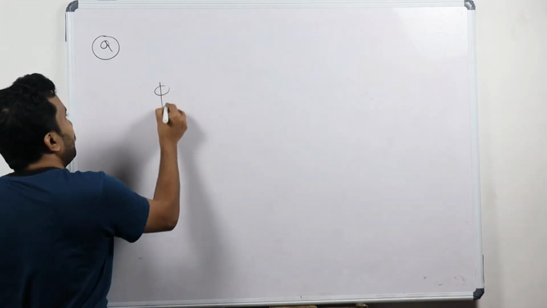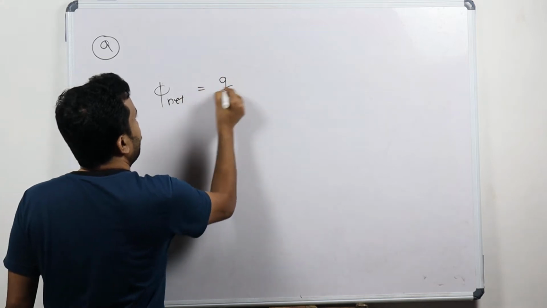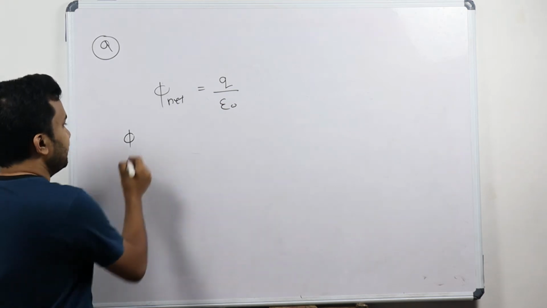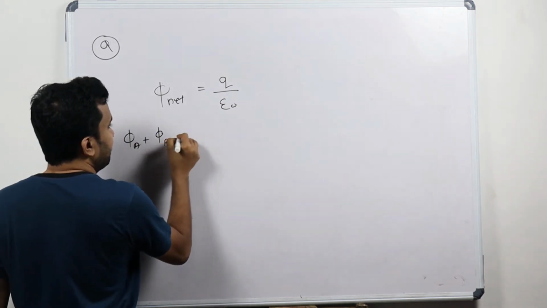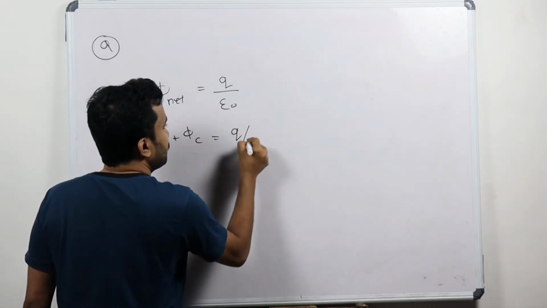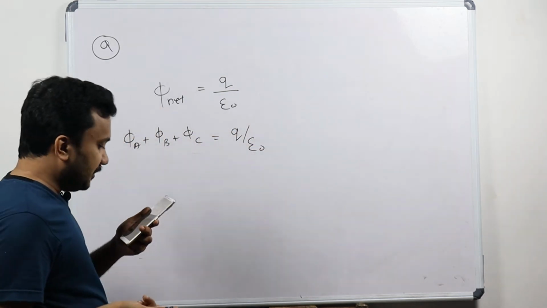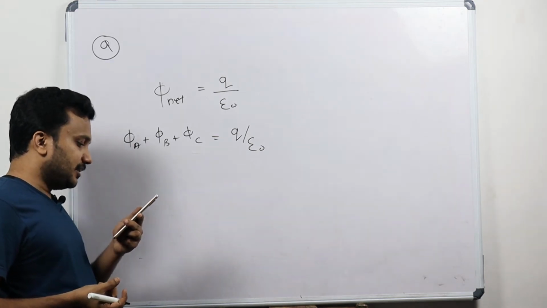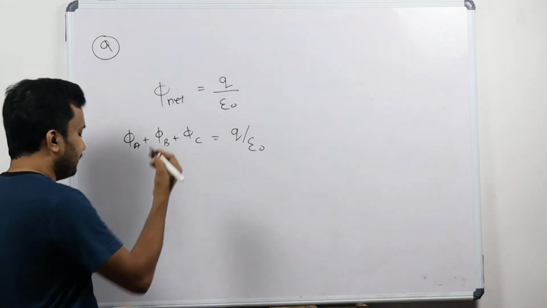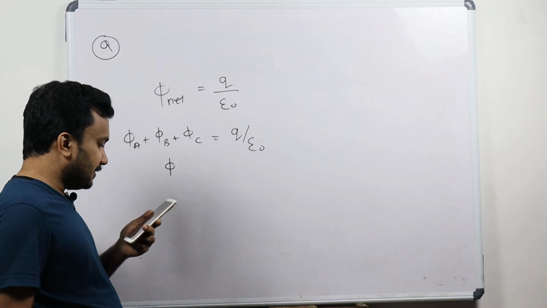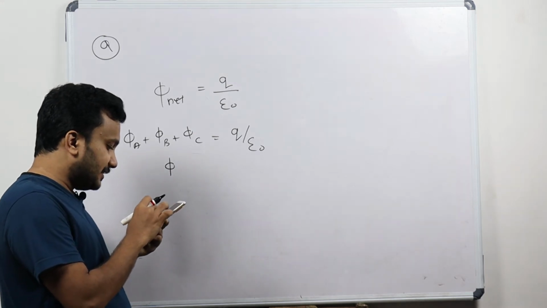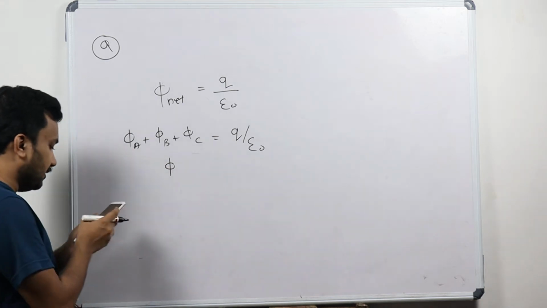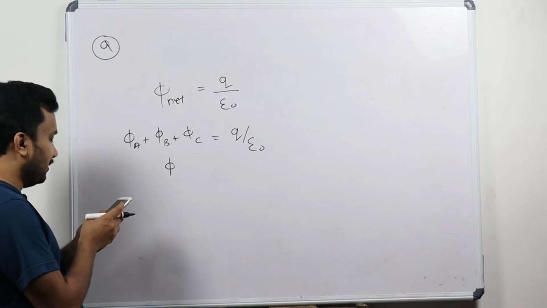So I can say total flux phi net will be equal to Q divided by epsilon 0. Total flux means there are surfaces A, B, C. So flux of surface A plus surface B plus surface C, all together is Q by epsilon 0. The flux in units of volt-meter associated with the curved surface B is given as phi. And we need to find out the flux linked with the plane surface A in units of volt-meter. Okay, this is what is given.